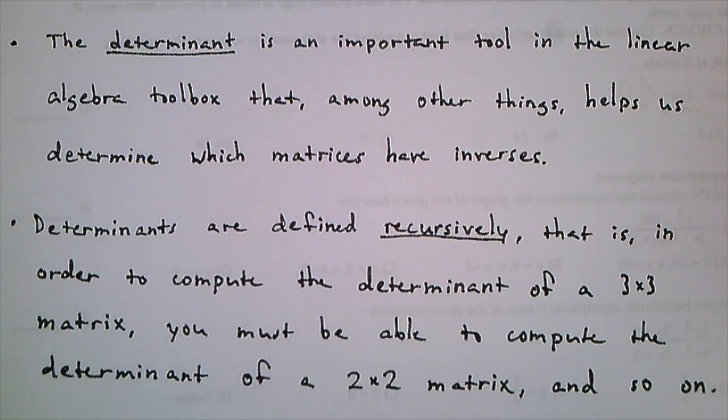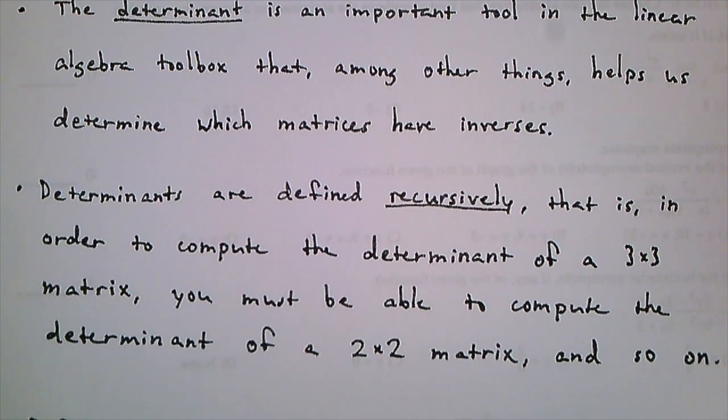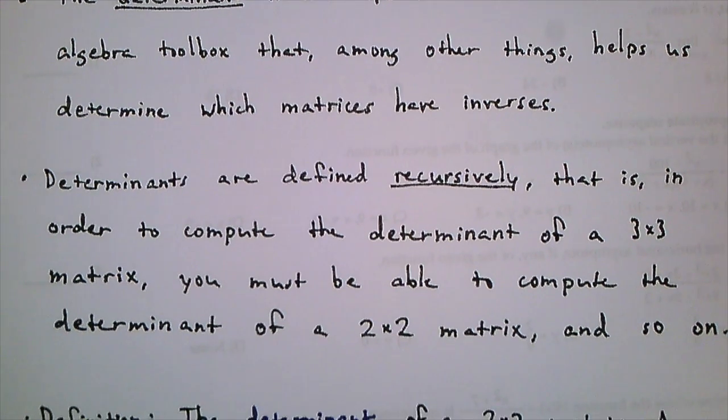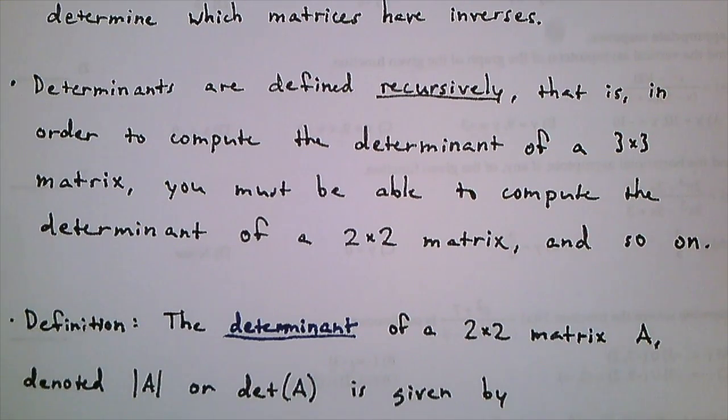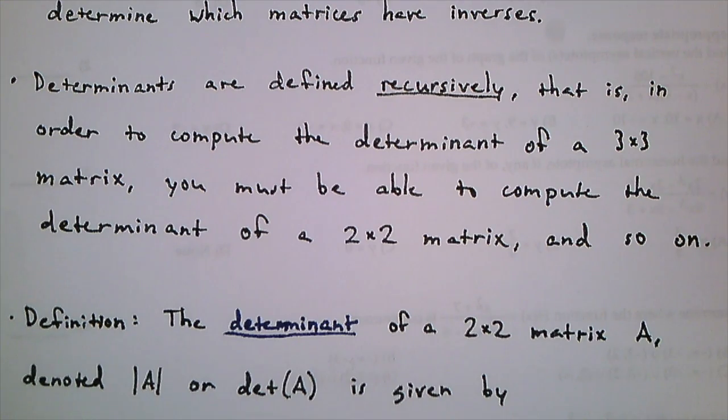Determinants are going to be defined recursively. What that means is that in order to compute the determinant of a 3 by 3 matrix, we're going to need to compute the determinant of a 2 by 2 matrix. And if we want to compute the determinant of a 4 by 4 matrix, we have to be able to compute the determinant of a 3 by 3 matrix, and so on and so forth. So since this is a recursive definition, we have to start by learning how to find the determinant of a 2 by 2 matrix.